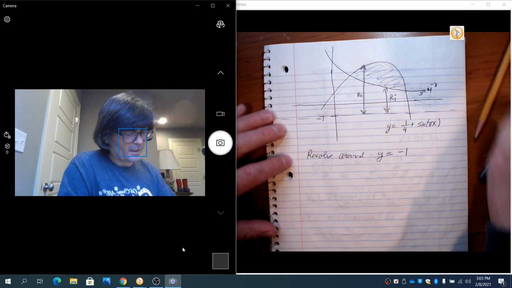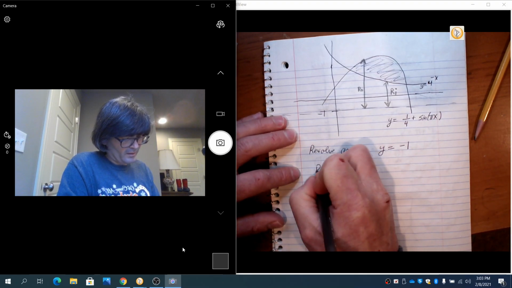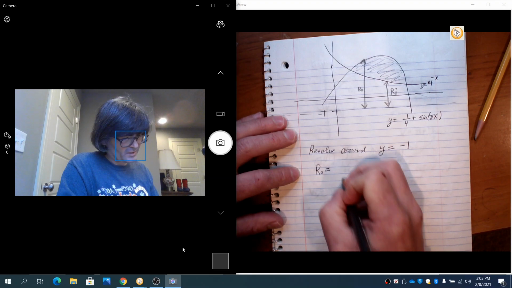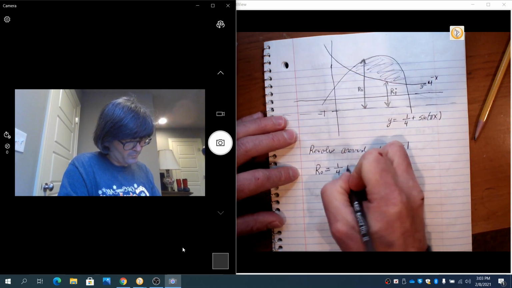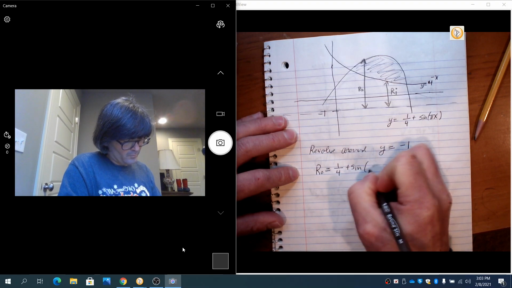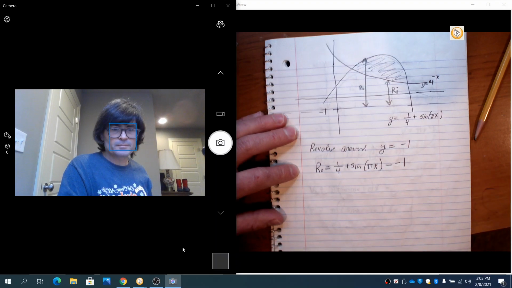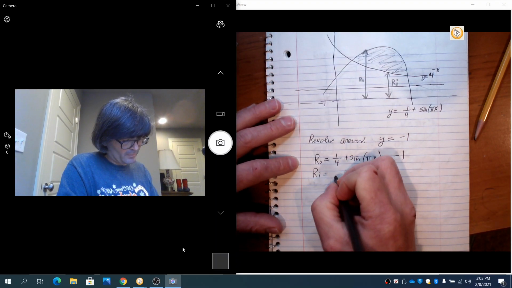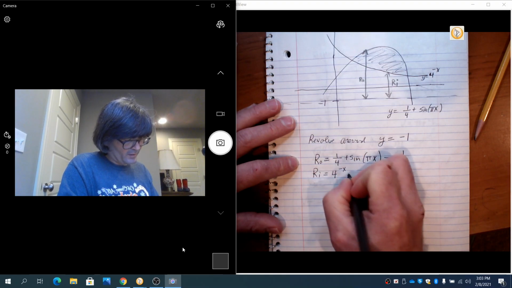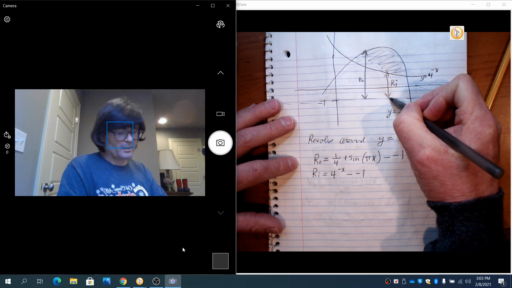Call it r sub I. And so let's just write those down. The outside radius is going to be this curve, which is 1/4 plus sine of pi x minus a -1. The inside radius is going to be 4 to the -x minus a -1, from here to here, top minus bottom.